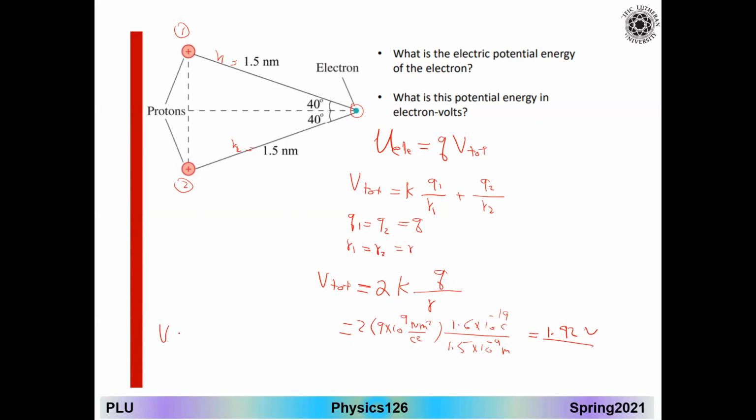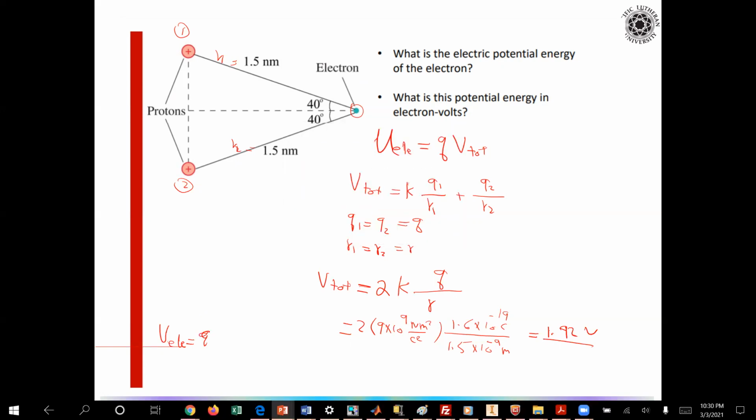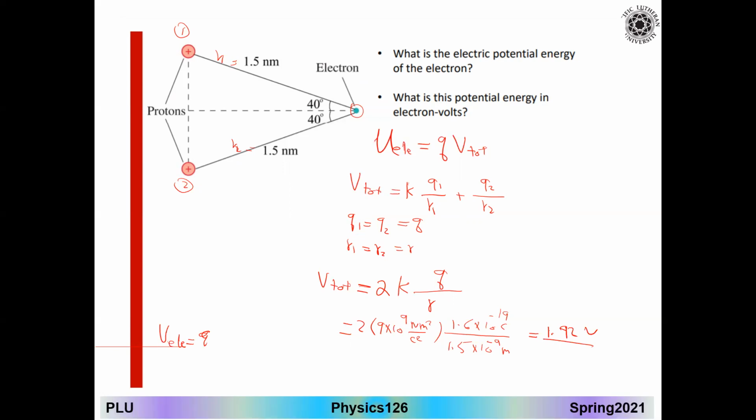Once we find the electrical potential here, now I can find my electrical potential energy, which is basically just Q times V. Okay. What happened to my computer? I hope. Okay, go ahead. Okay, good. I have V and I have Q, and here you end up with the value.